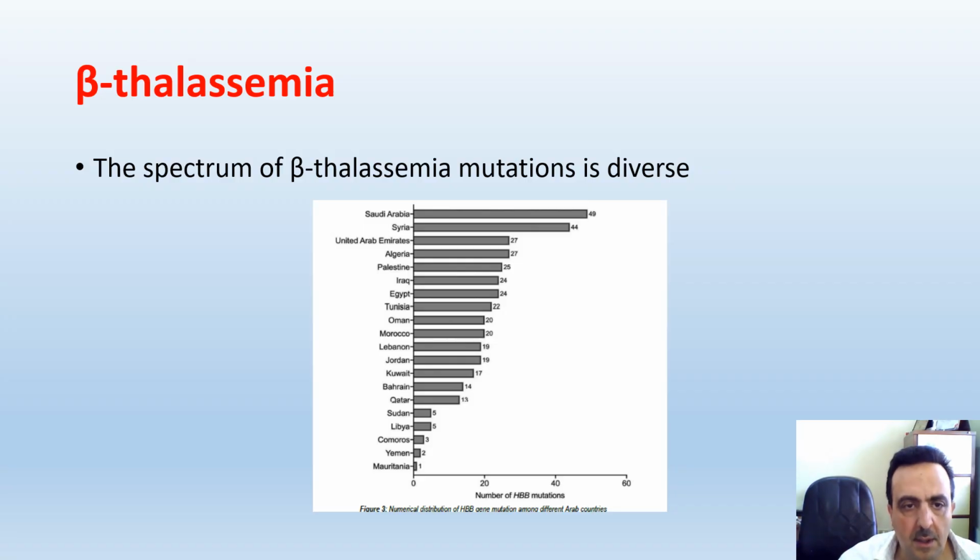Well, this chart here actually shows how diverse are the beta thalassemia mutations in the Arab region. For example, in Saudi Arabia, we have 49 mutations. Here in Syria, 44 mutations. In the United Arab Emirates and Algeria, we have 27 mutations. So the spectrum of beta thalassemia mutations in the Arab world is very diverse.